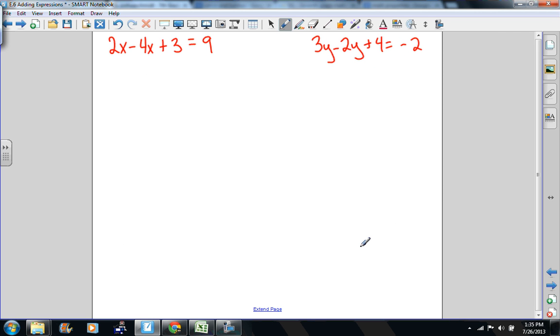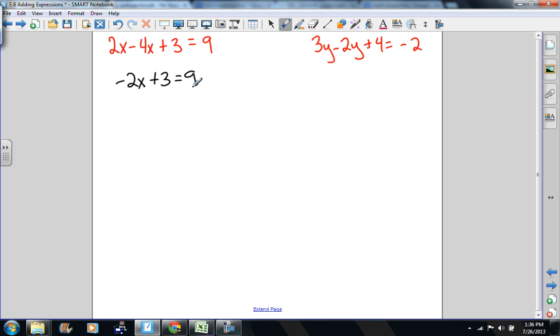Okay, so I'm going to do one more here. Now we have some variable stuff and then some regular numbers. The regular numbers are oranges and these are apples, so we can't combine them. I also like to think of it as sixth graders and eighth graders at a middle school dance. You want to keep them separate. So you get 2x minus 4x, that's a negative 2x, and that plus 3 just comes down, and that's equal to 9.